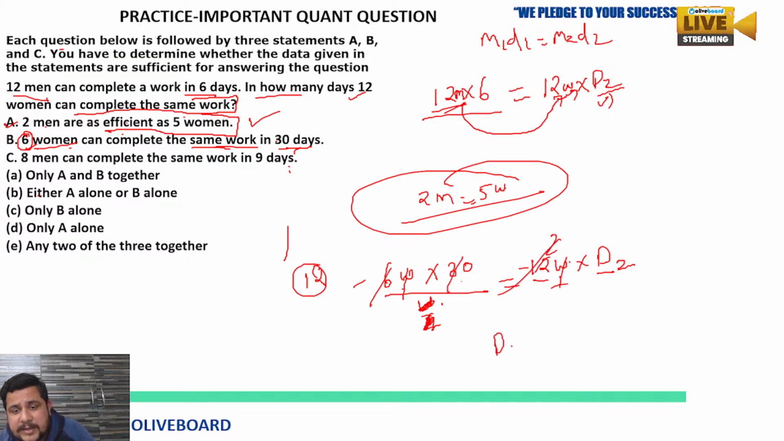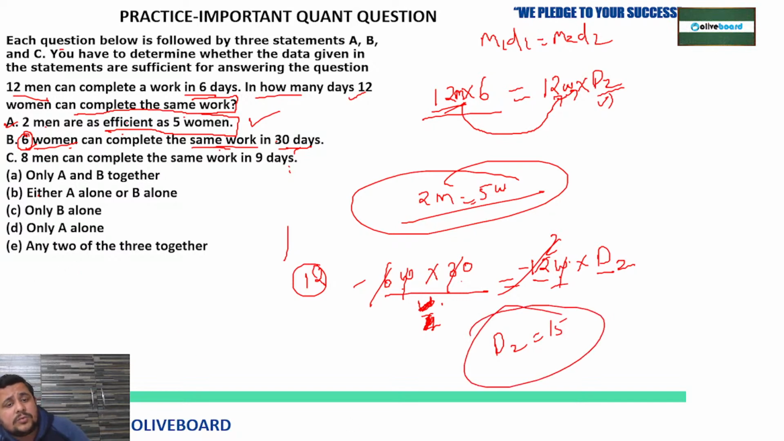So now how many days? 15. So I have calculated for you, so you will have a better idea. So women to women we are having, so we can easily compare, right? So this data alone is sufficient to answer.